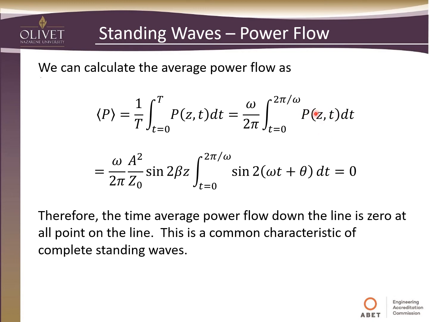So we can take from 2 slides back what our equation was for power, and you can see that our variable of integration is time, so we can pull everything out that doesn't depend on time. It'll be a constant, and so we're left with the sine 2 omega t plus theta. And when we execute this integral, since sine is an odd function, we get 0. And so therefore, we can say that the time average power flow down the line is 0 at all points on the line. So this is a common characteristic for complete standing waves. We're not transmitting any power at this point.